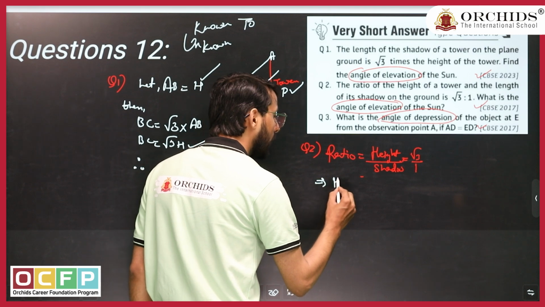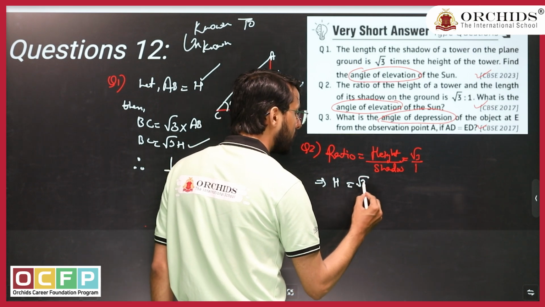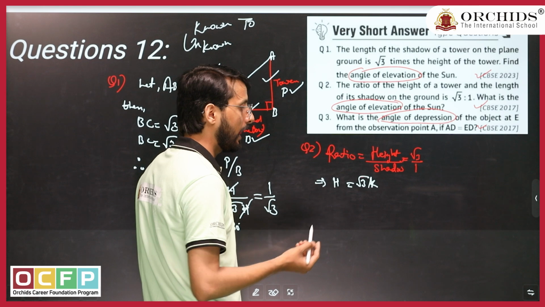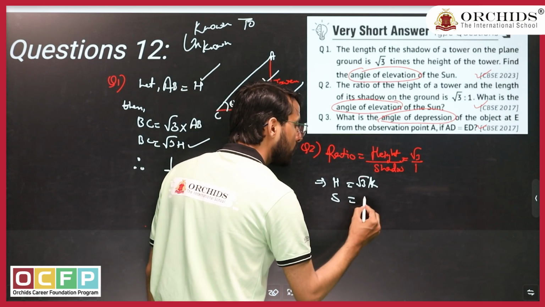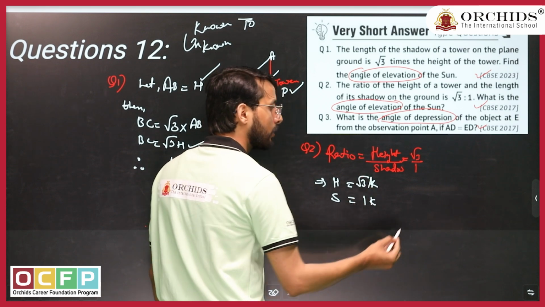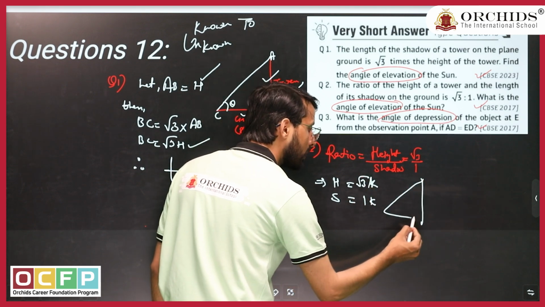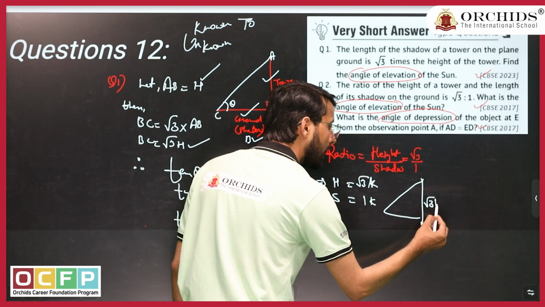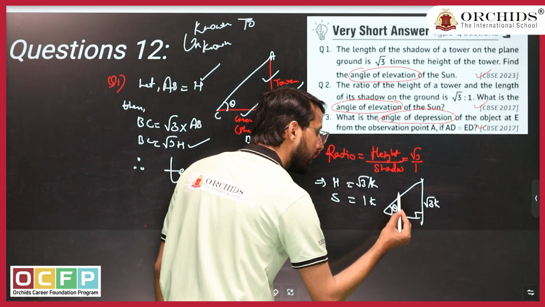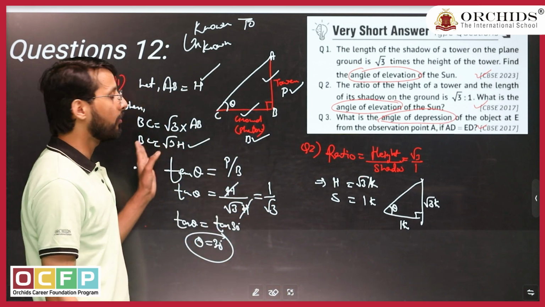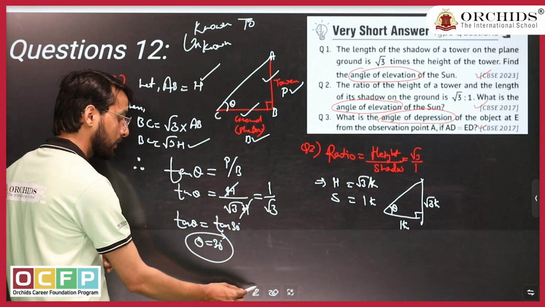So I can say height is equal to root 3 k, and at the same time I can say the length of shadow is equal to 1 k. So what kind of diagram am I going to get? This is root 3 k and this is 1 k. This is 90 degree and this is the elevated angle. Again the same thing. So what should be the answer?